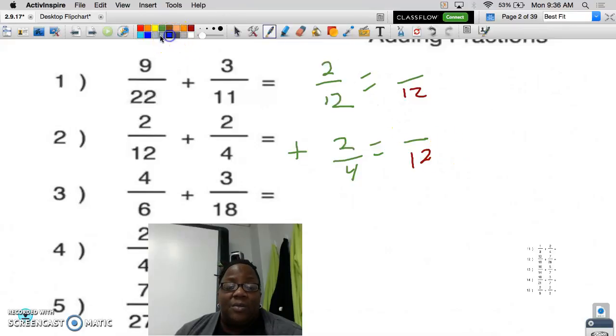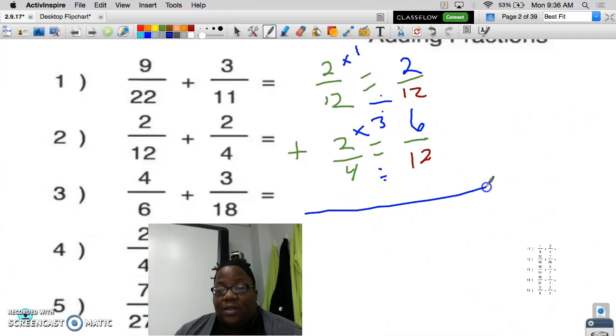And then we do the division first, then multiplication. Divide the denominators. 12 will go into 12 how many times? 1. Take that answer, multiply it with the top number. 2 times 1 is 2. Same thing down here. 4 will go into 12 3 times. Take that, multiply it with the top number. 2 times 3, 6. I can now add my numerators. 6 plus 2 is 8. Keep that same denominator, 12.